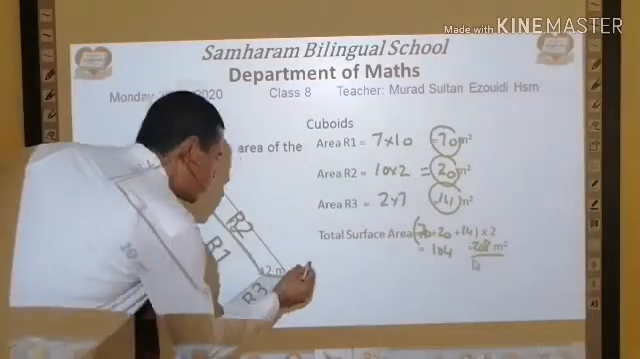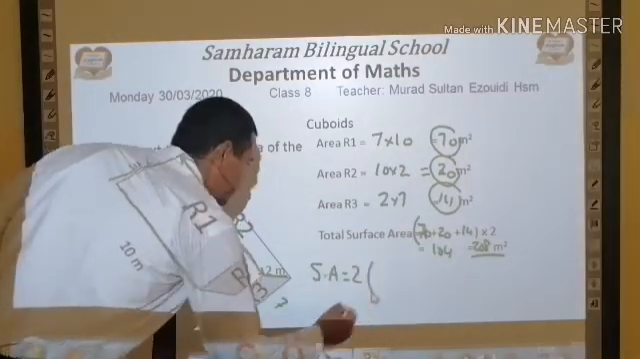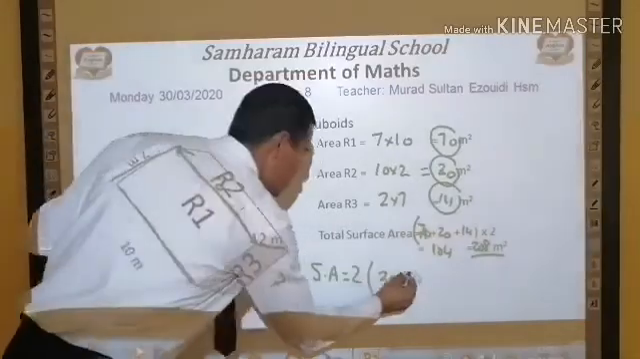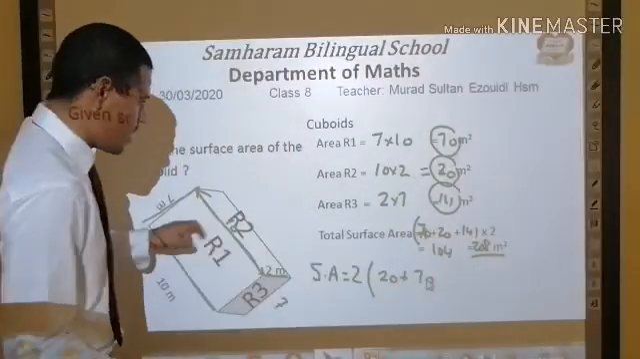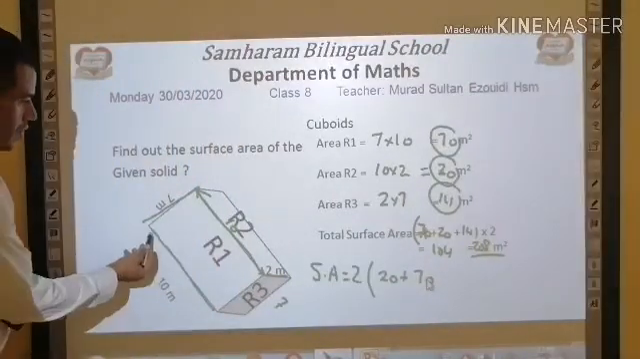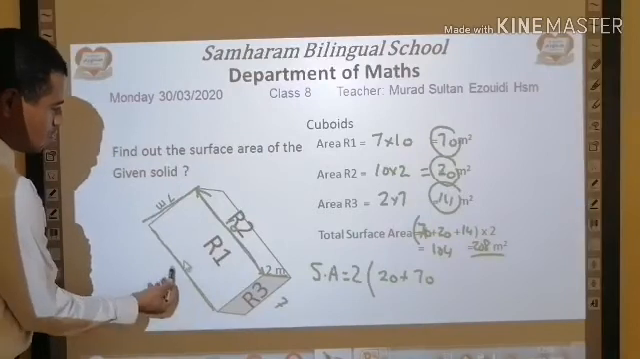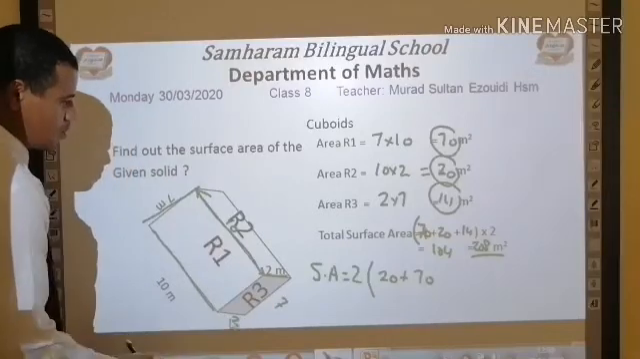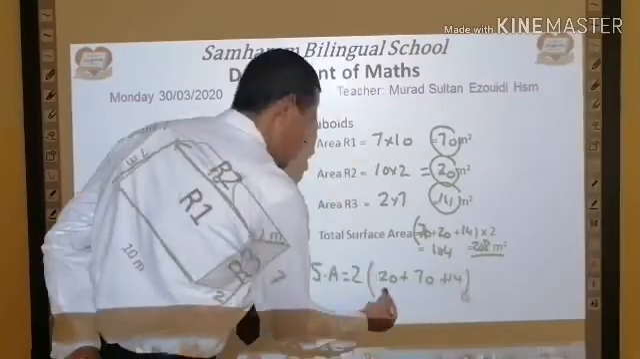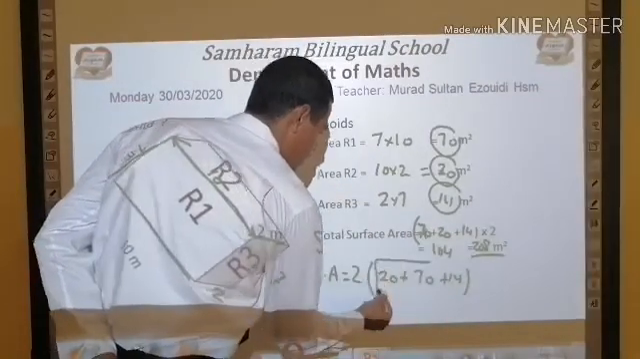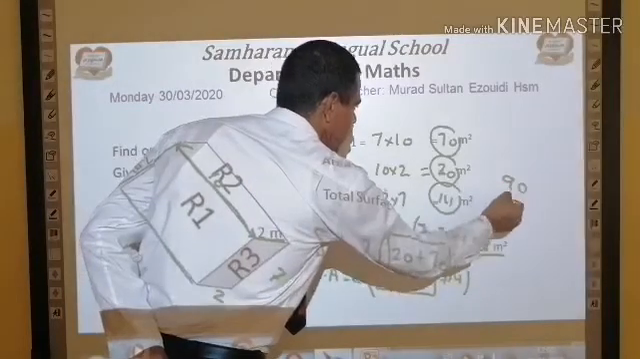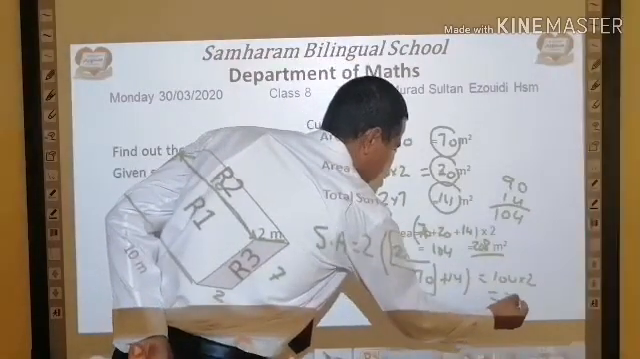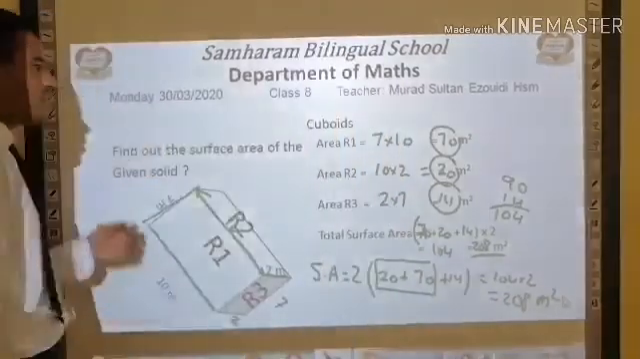Or use this method. Total surface area equals 2 times (10 multiplied by 2 is 20, plus 10 multiplied by 7 is 70, plus 7 multiplied by 2). So 10 by 7 is 70, then 10 by 2 is 20, then 7 by 2 is 14. So this is 90, plus 14 is 104. Multiplied by 2 is 208 meter square. This is about the surface area.